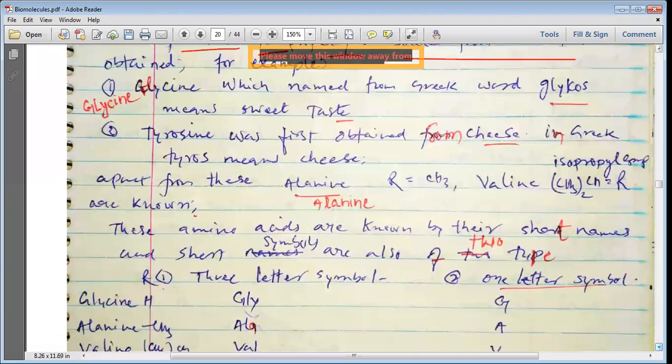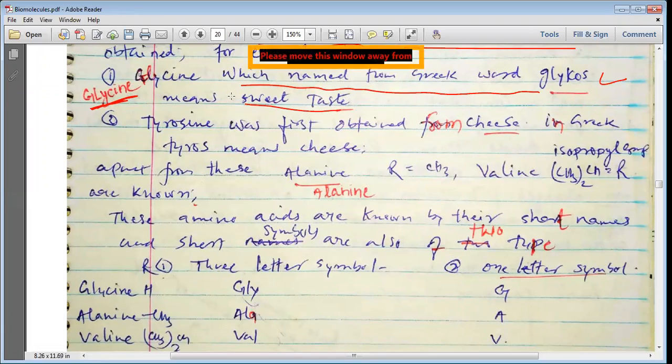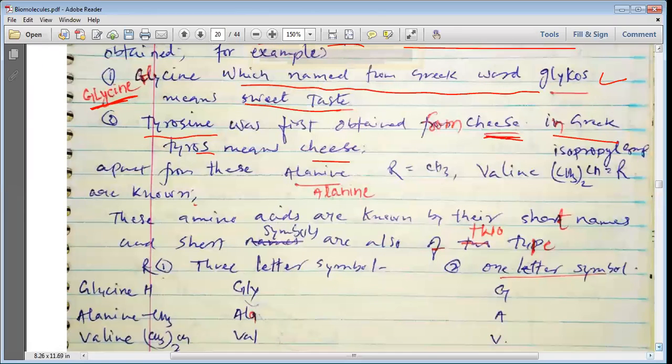Let us understand about the amino acids. The first amino acid that we want to understand is glycine. Glycine is named from the Greek word glykos, which means sweet taste, and glycine is a sweet amino acid. Same way, my dear students, we have another amino acid known as tyrosine, which was first obtained from cheese. In Greek, tyros means cheese, and that is why the amino acid obtained from cheese is known as tyrosine. Please remember.